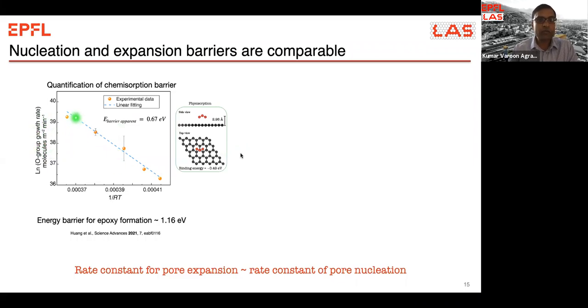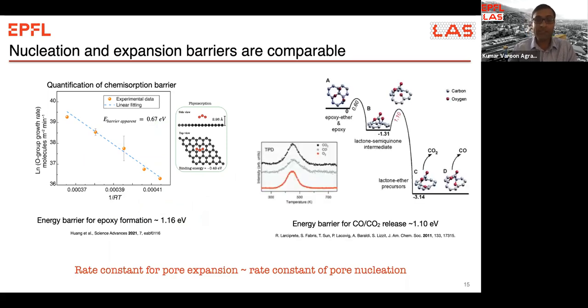And once you do this sort of Arrhenius plot, you can fit a line pretty well, which gives you an apparent energy barrier of 0.67 electron volt, right? So this is the energy barrier for grafting of these clusters, and to get the actual energy barrier, you have to add the physisorption energy, and it turns out to be 1.16 electron volt, right? So this is why this is interesting.